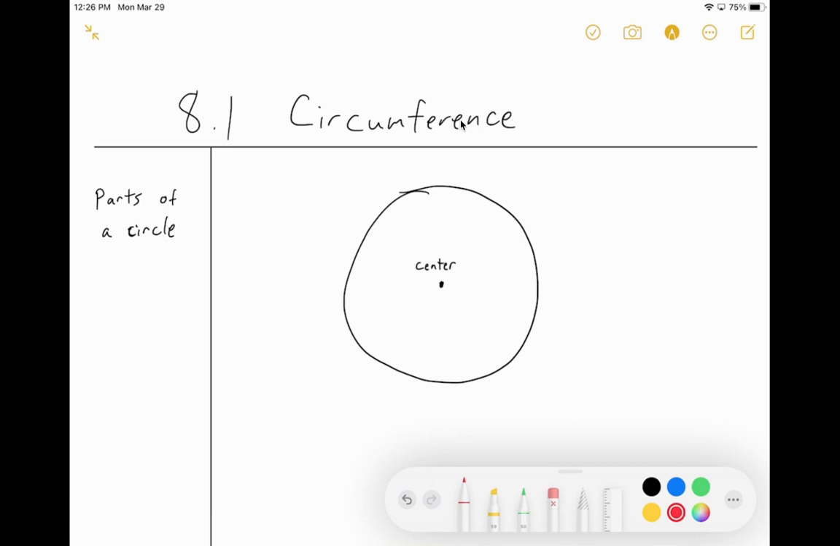The next vocabulary word that I want you to know is this line that goes from the center to the edge. And this could be anywhere. So it's not just this particular line. Any line that goes from the center to the edge is what we call the radius, okay? Or R, okay, for radius.